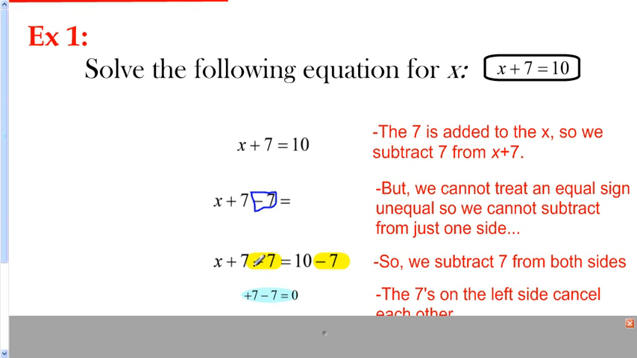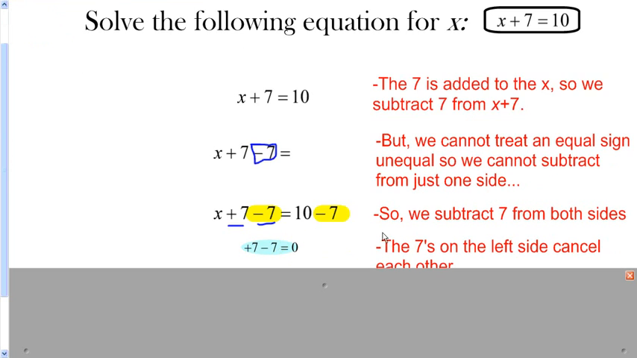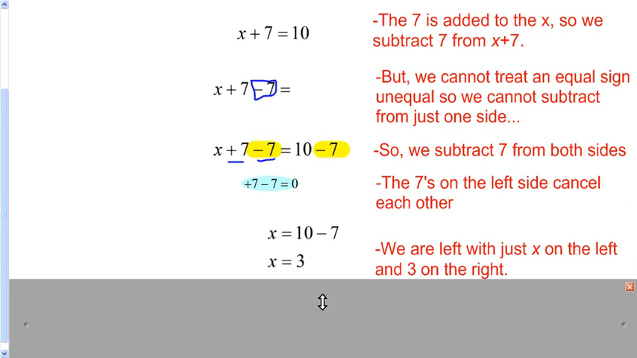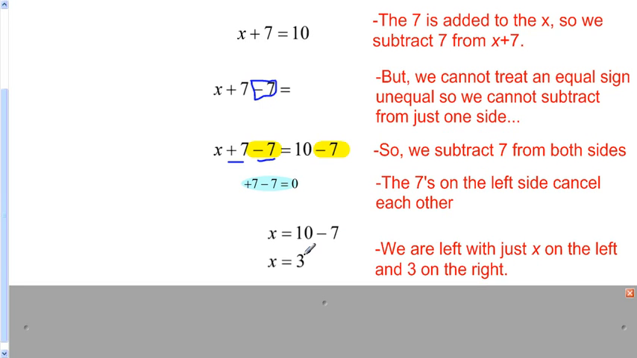Now you know that this plus 7 and the minus 7 cancel out to give us 0. Then we have, on the other side, 10 minus 7, which gives us 3. Since the plus 7 minus 7 gives us 0, we're left with just the x on that side, and 10 minus 7 gives us 3. So that is our final solution.